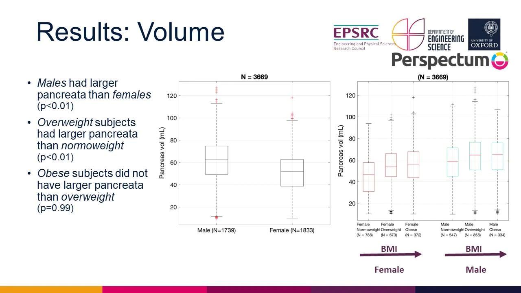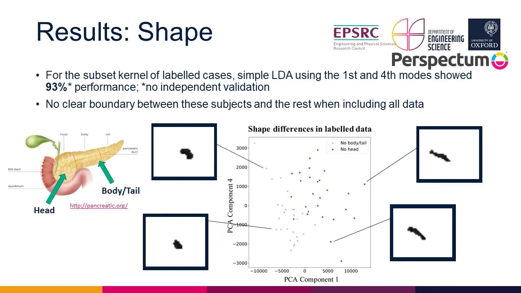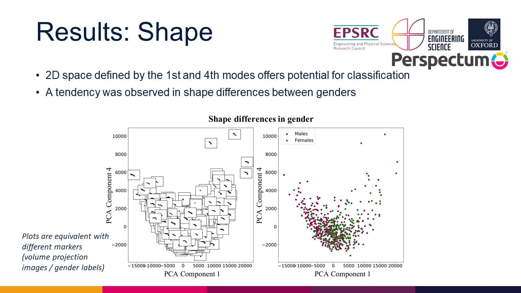Preliminary results in shape analysis show that upon simple inspection, using the first and fourth modes of variation showed 93% classification performance, though with no independent validation. We also observed no clear boundary between these subjects and the rest when including all data. The 2D space shown by the first and fourth modes showed potential for classification of the gender label as well.